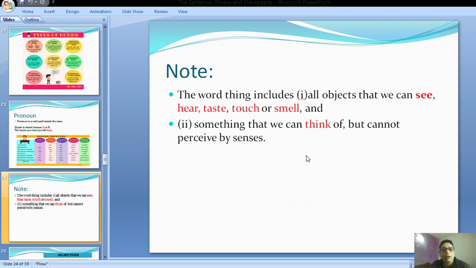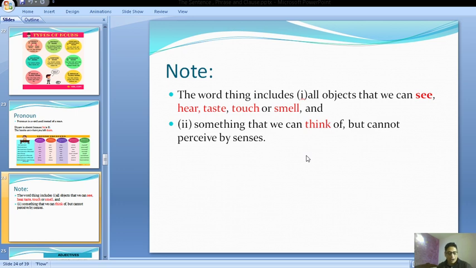The word thing includes all objects that we can see, hear, taste, touch, or smell. So whatever we can see, hear, taste, touch, or smell, and something that we can think of but cannot perceive or feel by our senses. So what are the senses? Vision, hearing, taste, touch. So thing is almost anything that we can see, hear, taste, touch, smell, or think. So whenever we use the word thing in nouns, understand this. Clear?